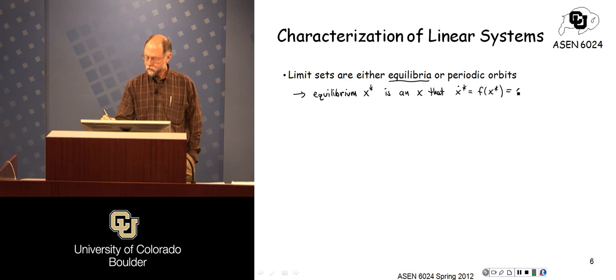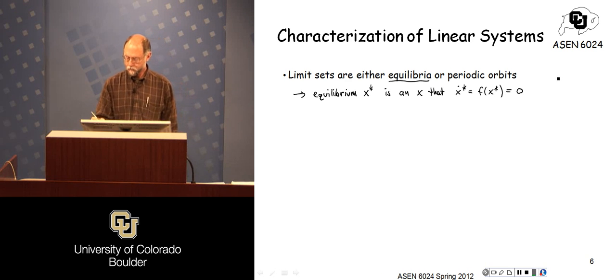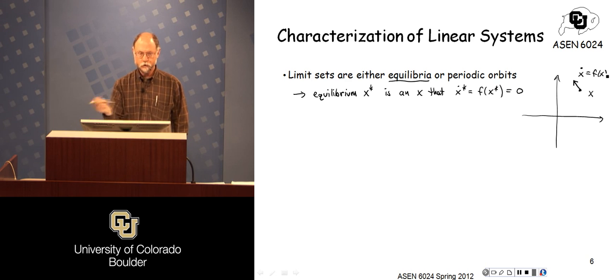And it's one for which the rate of change of the state, the time rate of change, is 0. So if we think of a general state space here, this is our value for some x, generally f of x, which is x dot. That's the rate of change over time that you have beginning at that point. So you think of that as a little vector sticking out here, right? That's the direction you're moving.